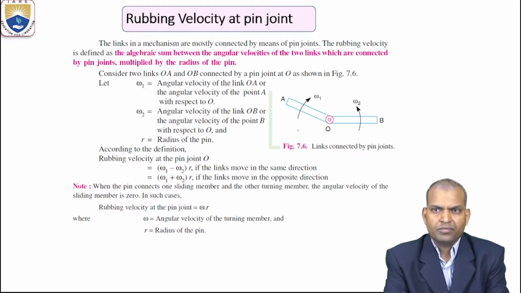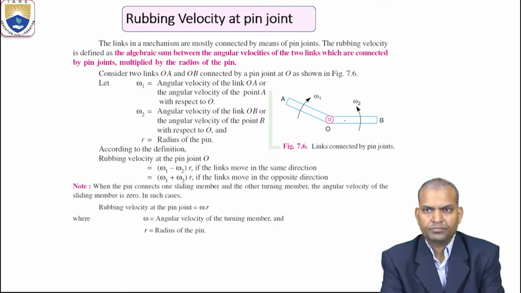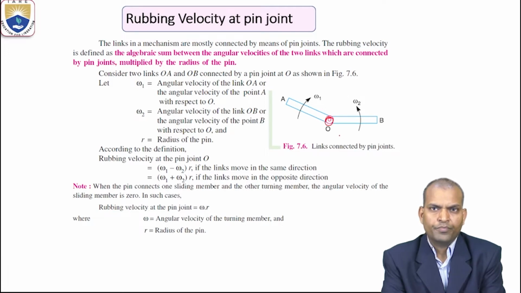In this figure, there are two links, that is OA and OB. OA is rotating with angular velocity omega 1 in a clockwise direction, and OB is rotating with angular velocity omega 2 in a counterclockwise direction. And what is the rubbing velocity at the pin O?